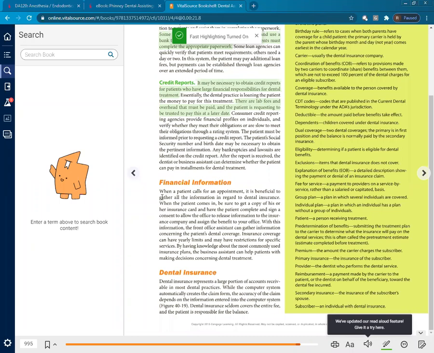When a patient calls for an appointment, it's important to gather all their information in regard to their dental insurance. So who is the subscriber? It may not be the patient. It might be the husband or the wife. Do they have primary insurance? Do they have secondary insurance? We need a copy of the insurance card. All of these things are super important to be able to give them the correct financial quote.